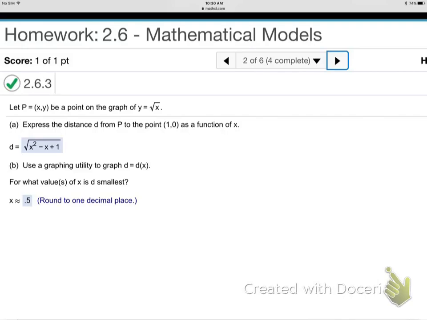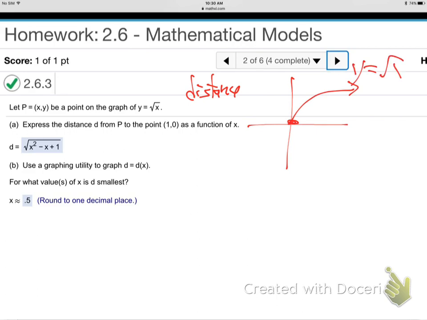All right, try that one. I got you the answer there already. It's the same kind of thing, distance formula, all that kind of stuff. But it's distance, and the graph is the square root of x graph this time. But we're not talking about the origin. That's the only real difference. Well, it's a different function, but we're talking about the point 1, 0.